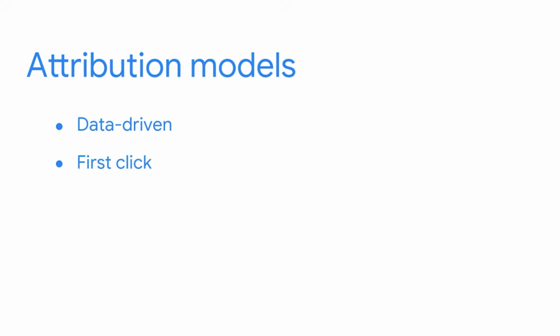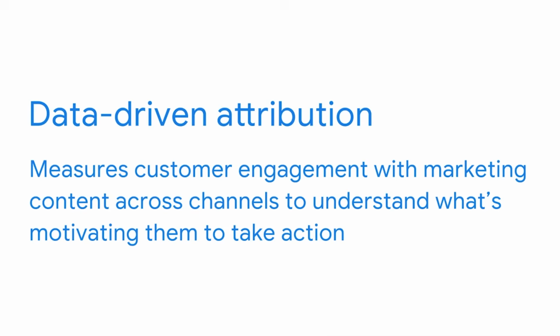Businesses have some choices when it comes to attribution models. We won't go over all of them here, just a few to give you a sense of how they attribute success. Data-driven, first click, last click, and linear. Data-driven attribution measures customer engagement with marketing content across channels to understand what's motivating them to take action. It assigns credit to each touch point based on statistics, like which ads or keywords most often lead to conversions. Data-driven attribution draws on real customer behaviors to assign credit.